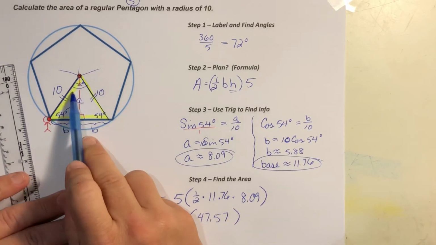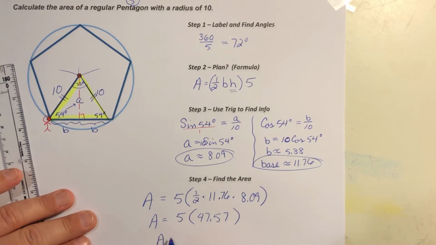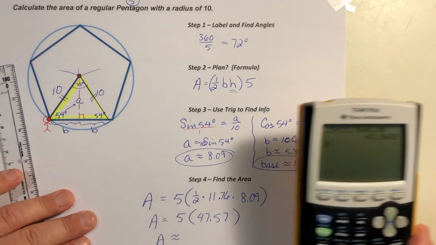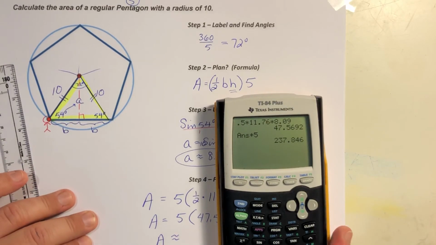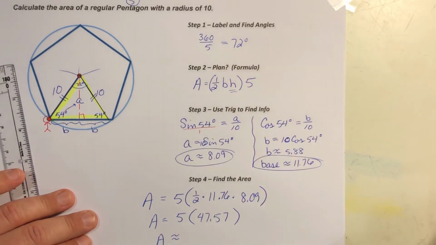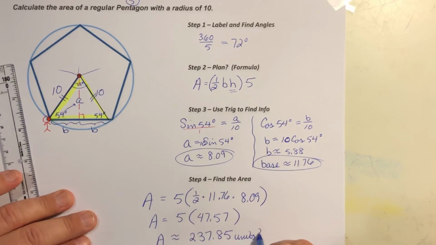Okay, now remember, that would be the area of just this triangle. What do we do to find the area of the whole pentagon? We multiply it by 5, right? Because there would be 5 of those. Times 5. That gives us about 237.85. And I'm going to write units squared.